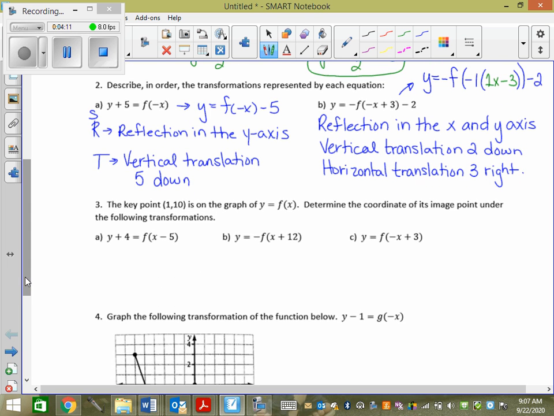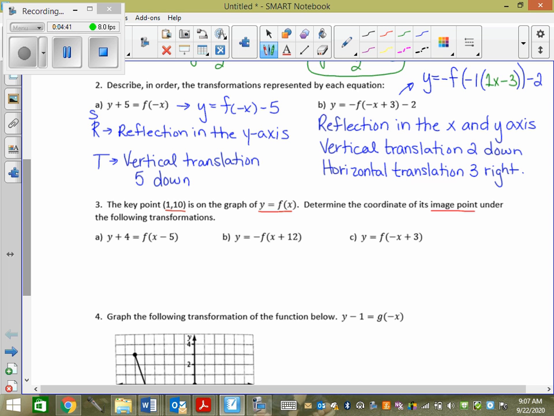Number 3, we're moving a coordinate. If we're moving a coordinate, what do we have to use? Like the new mapping. Yes, mapping. You got it. So we have the key point is 1, 10 is on the graph of y equals f of x. So they're giving it on the original. Determine the image point. So they want the new point, right? Remember I told you we have to read thoroughly because sometimes they give us the image. We have to find the original, which means we have to undo what we did.